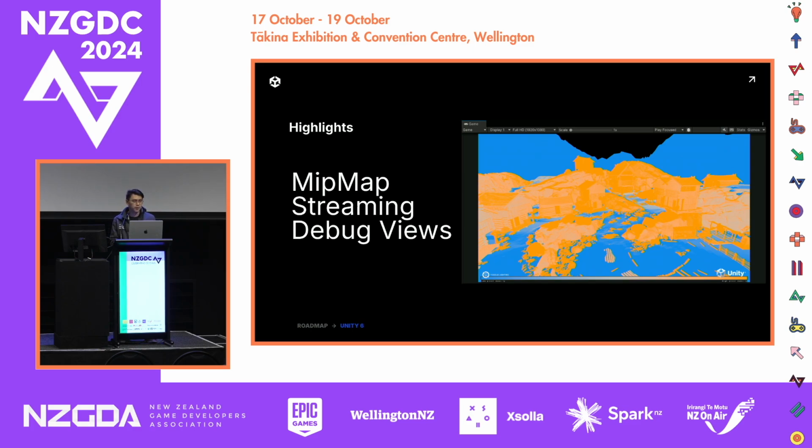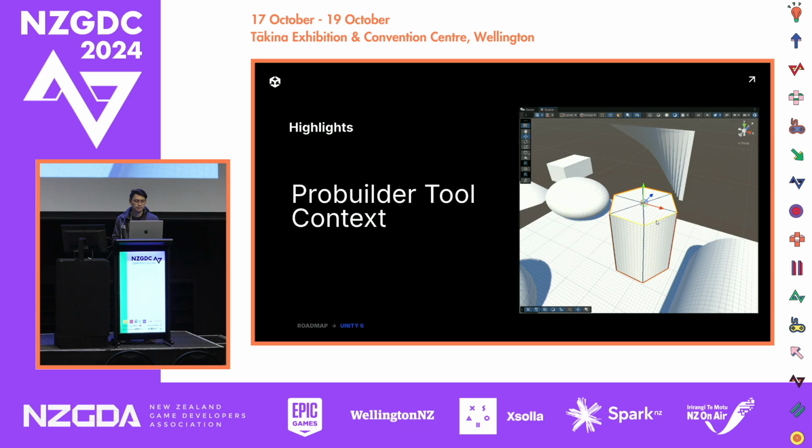There's a lot of rendering debugging improvements. One of my favorites would be the mid-map streaming debug views. This lets you preview on your game camera how dense a particular texture map is for an object in relation to how far it is from the camera, so it lets you optimize to get the texture size just right. And Pro Builder is more integrated into the scene view now.